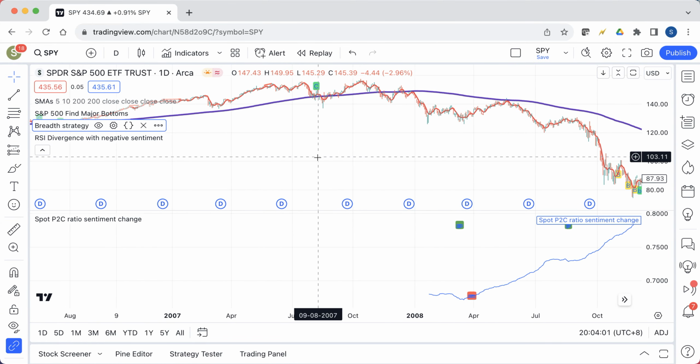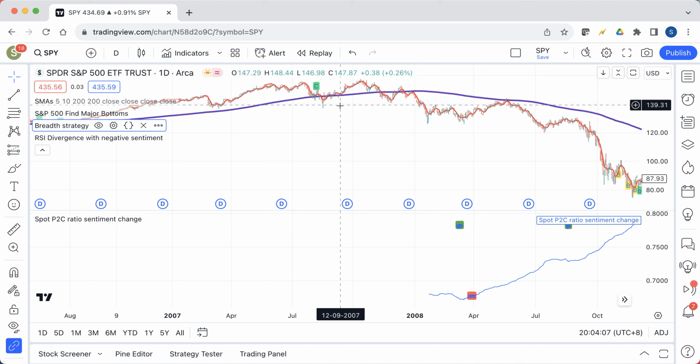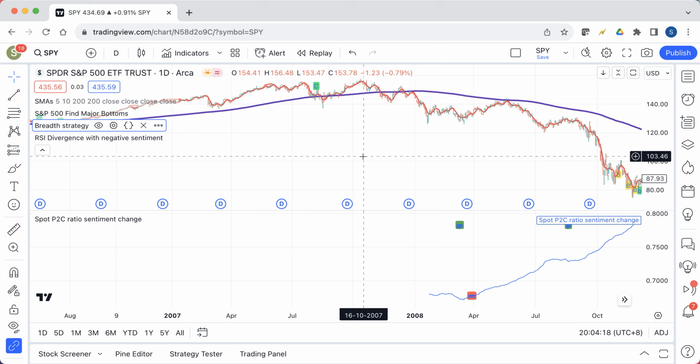And for the 2008 financial crisis, that divergence pattern was not detected, but the breadth deterioration was detected. So you need to use the indicators we described here, along with good risk management technique, to protect your profit and gains.